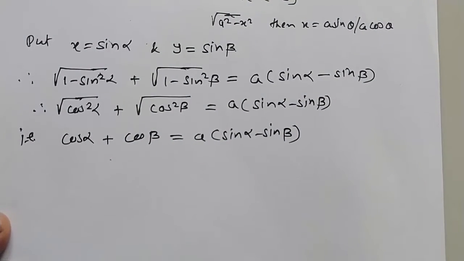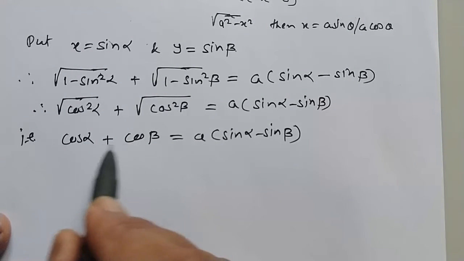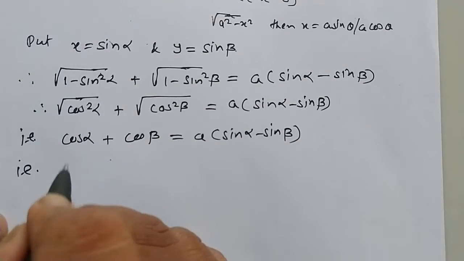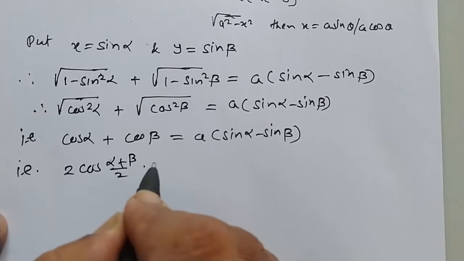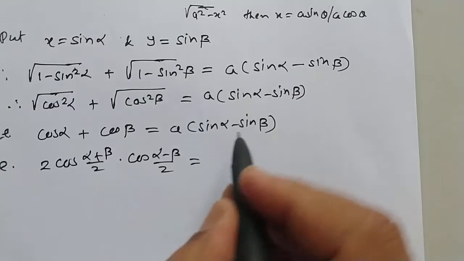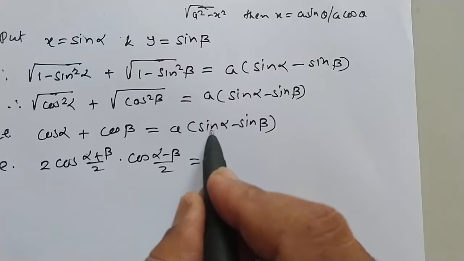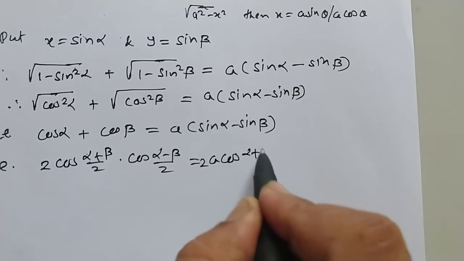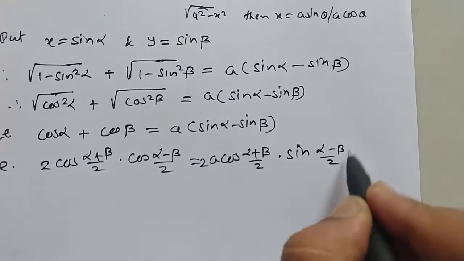We know the CD formula: cos C + cos D = 2 cos((C + D)/2) cos((C − D)/2). Using this formula, cos α + cos β = 2 cos((α + β)/2) cos((α − β)/2). Similarly, a(sin α − sin β) = a · 2 cos((α + β)/2) sin((α − β)/2).